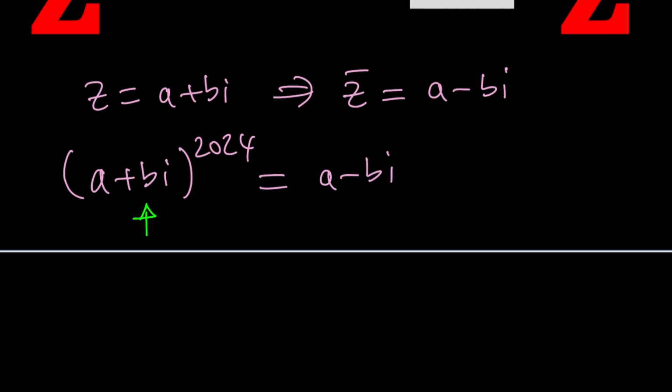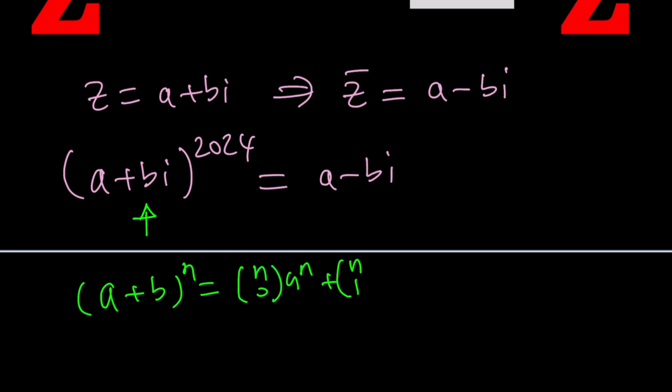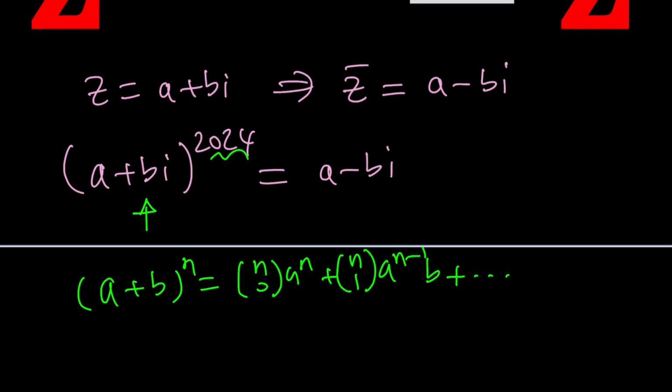You can expand this using the binomial theorem, which goes like this: n choose 0, a to the n, n choose 1, a to the n minus 1 times b, so on and so forth, using the combinatorial coefficient. But guess what? This has 2025 terms, so who doesn't want to expand something like this, right? So instead, we can do the following.